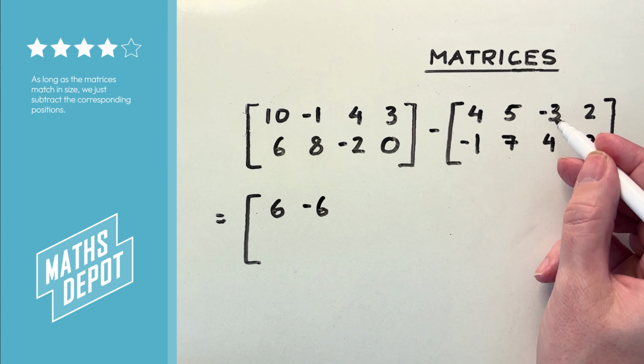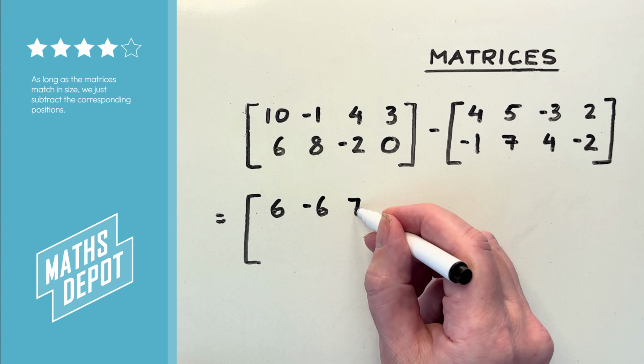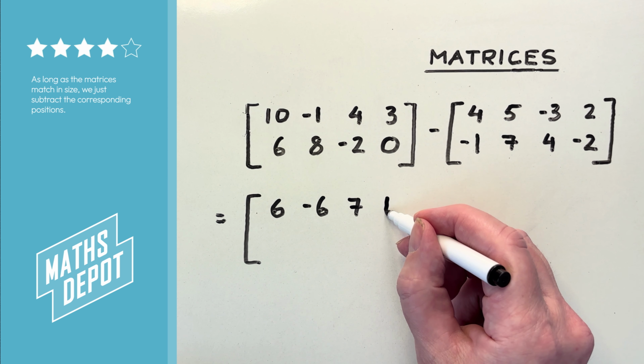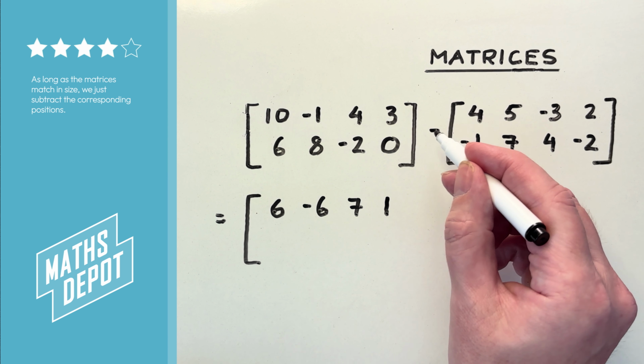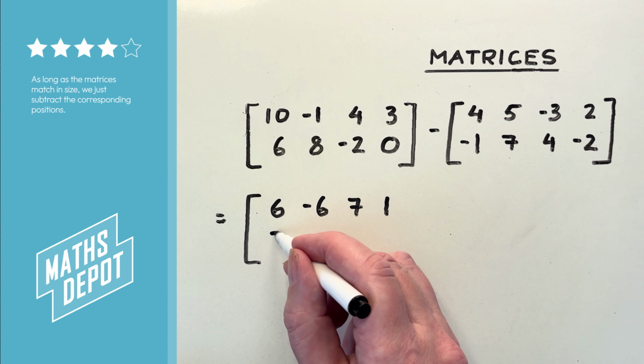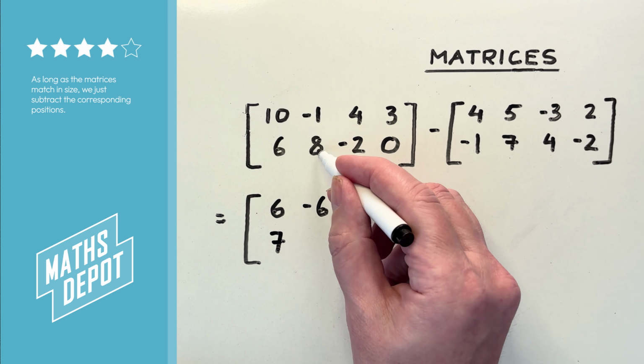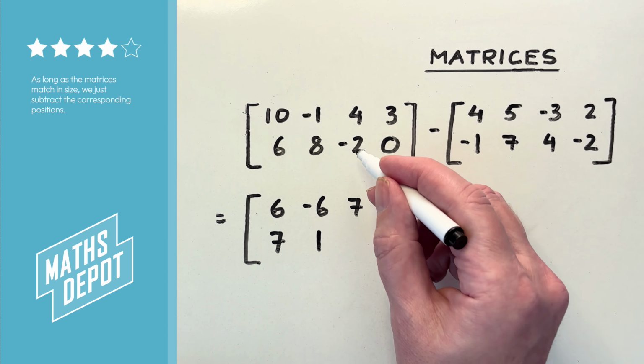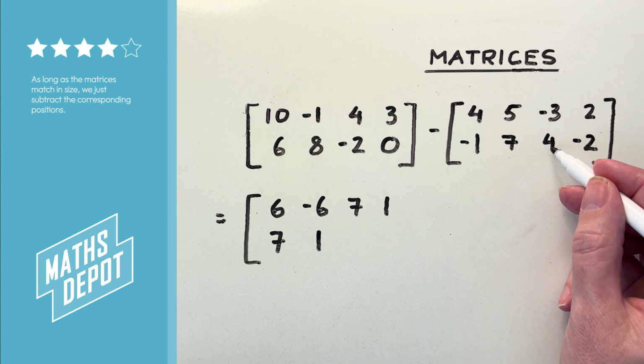When we subtract large matrices, like this pair of 2 by 4 matrices, we need to be careful not to accidentally subtract an element from the wrong row or column. As long as the matrices match in size, we just subtract the corresponding positions.